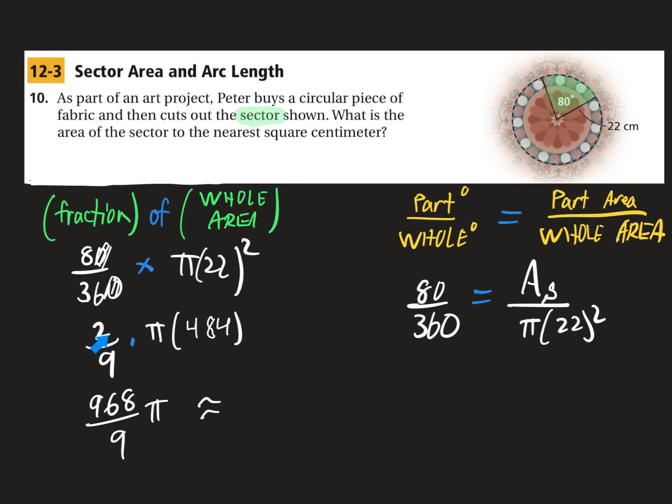Remember, you can multiply the numerators. 2 times 484 is 968. 9 gets multiplied by 1 on the bottom, so it just stays 9. And we'll use our calculator to estimate this to the nearest square centimeter.